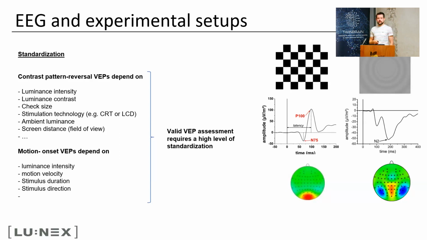The stimulus duration: how long do you have this motion of expansion and contraction? Is it 200 milliseconds, 400 milliseconds, a second, or something like that? And also the stimulus direction. It makes a difference if it is expanding or contracting. So these are all parameters that we should consider when setting up an experiment. And especially we have to standardize them. We have to ensure that the conditions are the same for all participants.